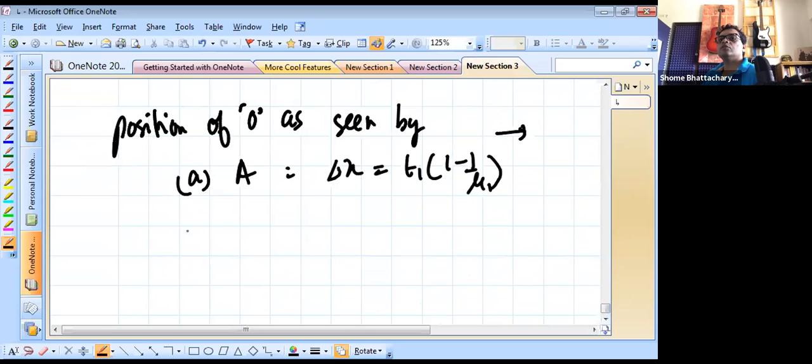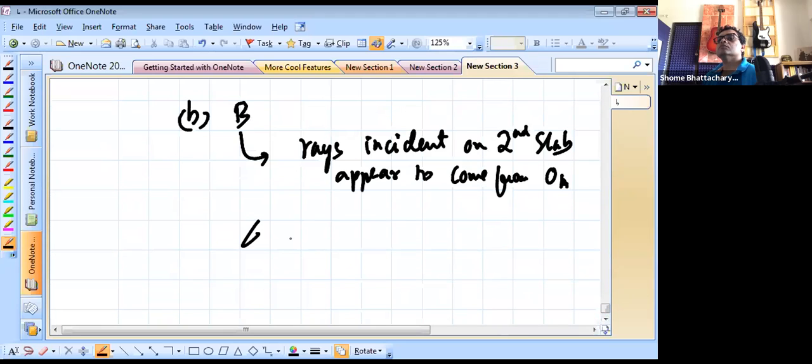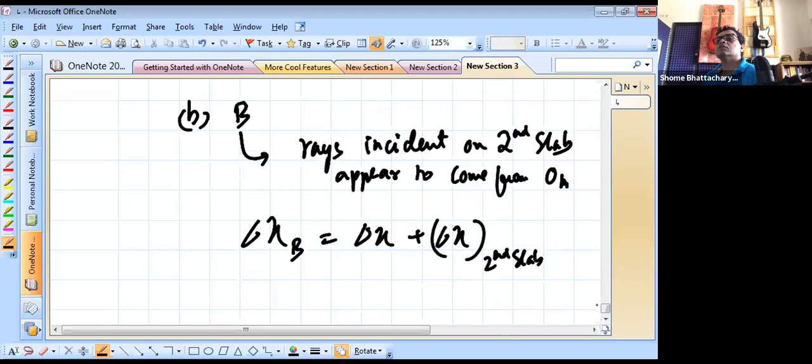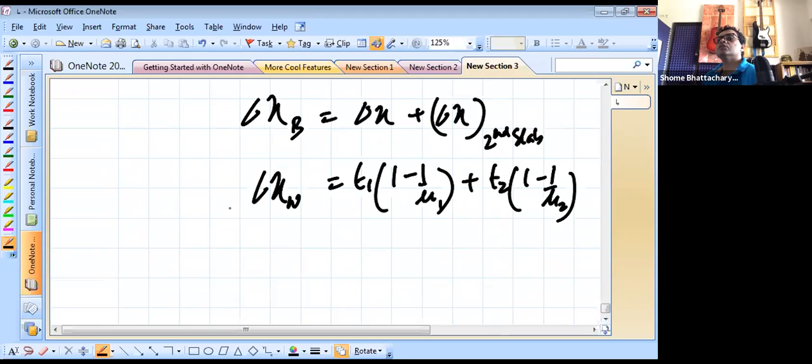So now for B, the rays incident on the second slab appear to come from the image seen by E. So the net shift for B will be the shift for E plus some additional shift by the second slab. So it will be T1 into 1 minus 1 by mu1 plus the same thing for the second one, T2 into 1 minus 1 by mu2. That will be the net shift. This is the combination of them.